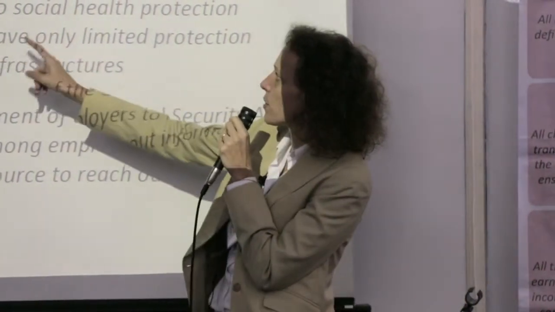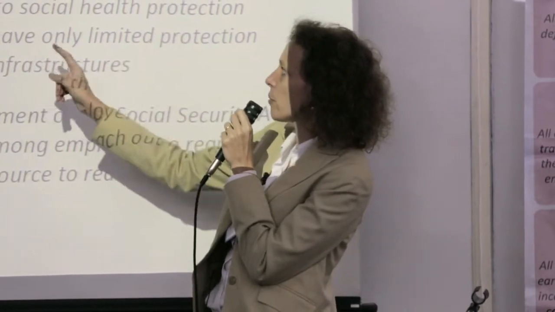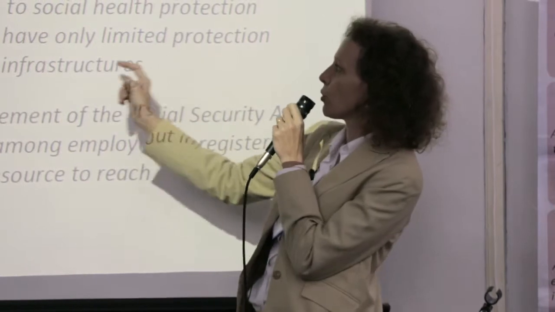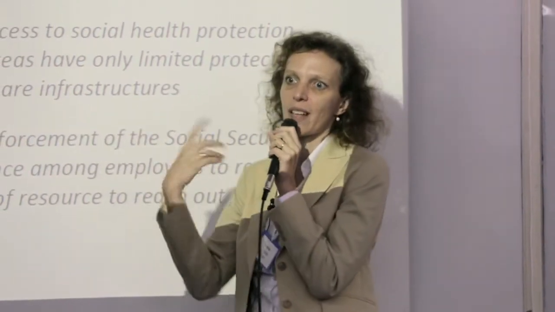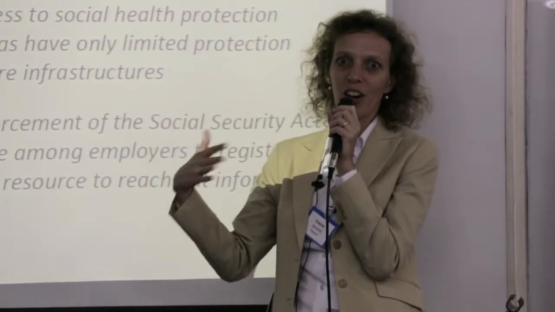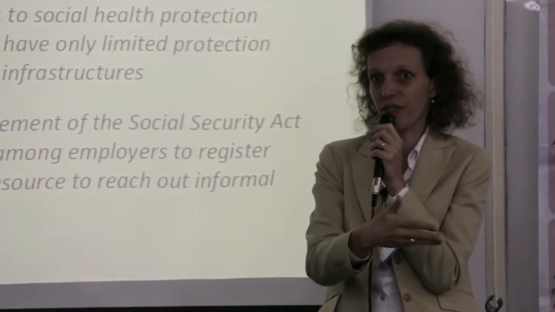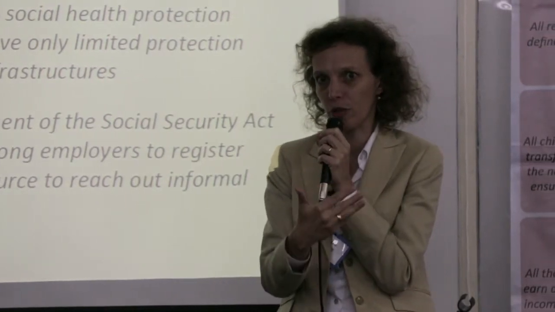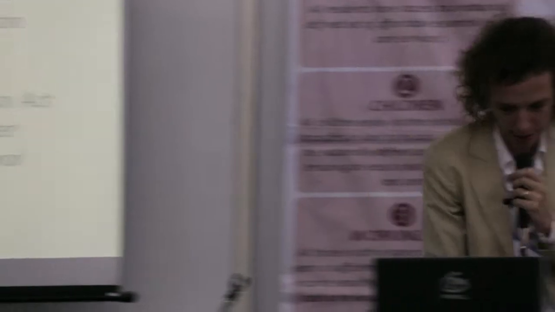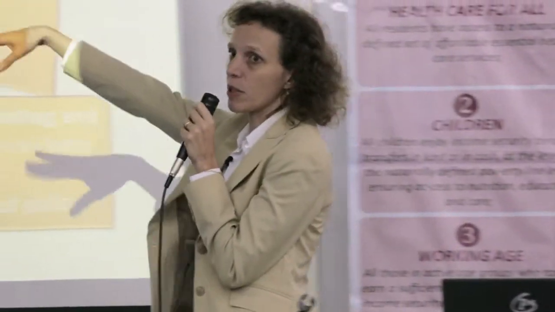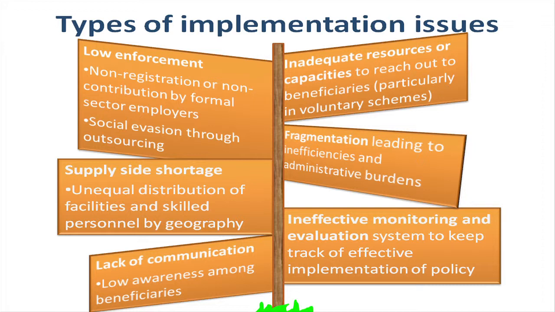Also, another one is, despite universal access to social health protection, people from rural areas have only limited protection due to poor healthcare infrastructure. I think we discussed that already several times. You have a beautiful health insurance scheme which covers everybody, but in rural areas, the health facilities may not be of the proper quality, and therefore people don't really have access. So here again, you have different types of implementation issues. Law enforcement, we said it already. This happens very often. Supply side shortages, this is just what I said. You have the social health insurance law, but no health centers, so people don't really have access.